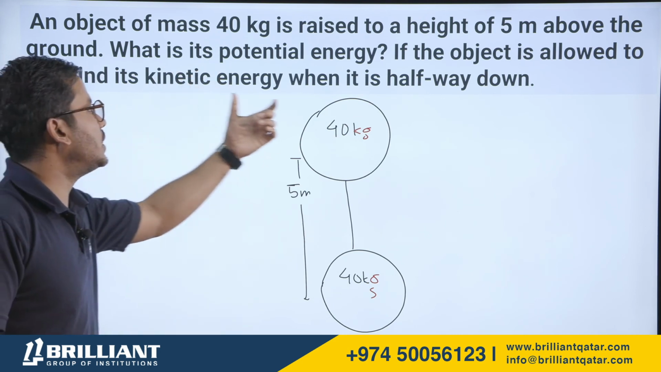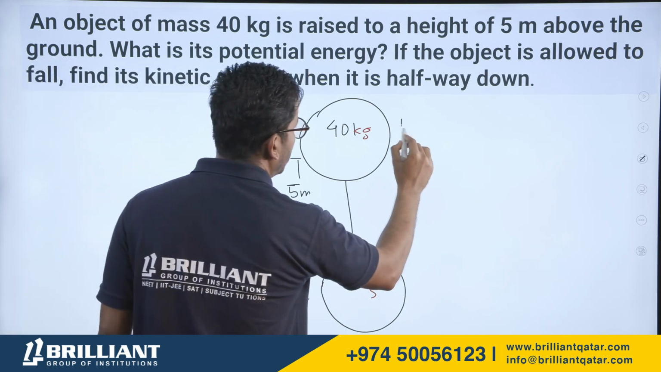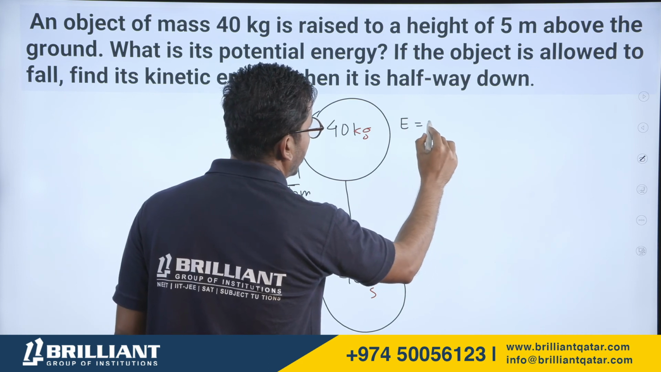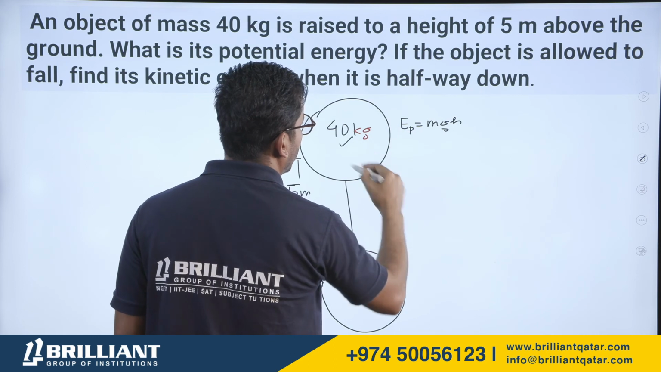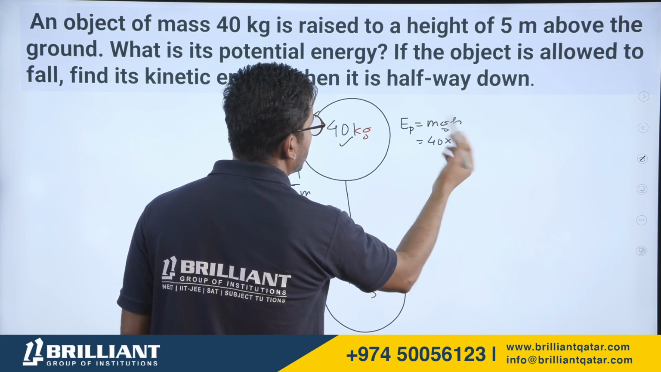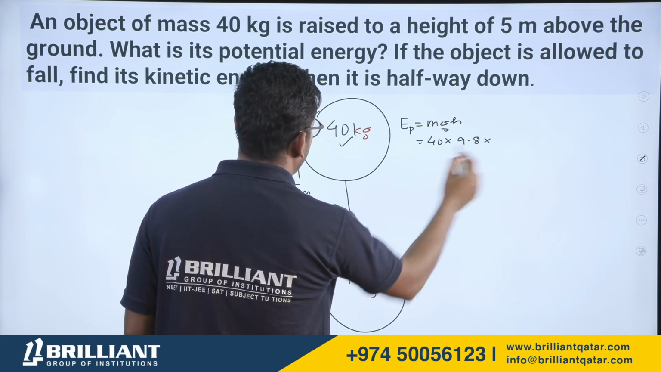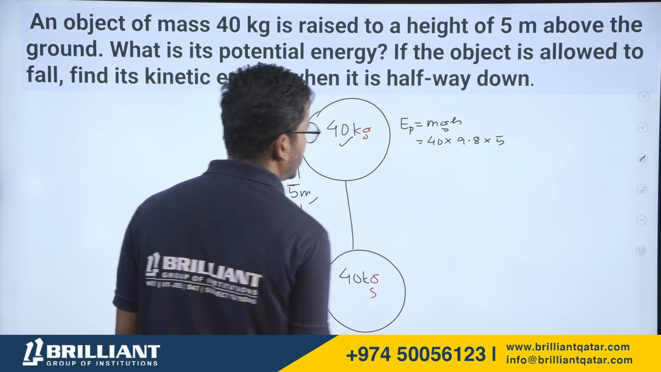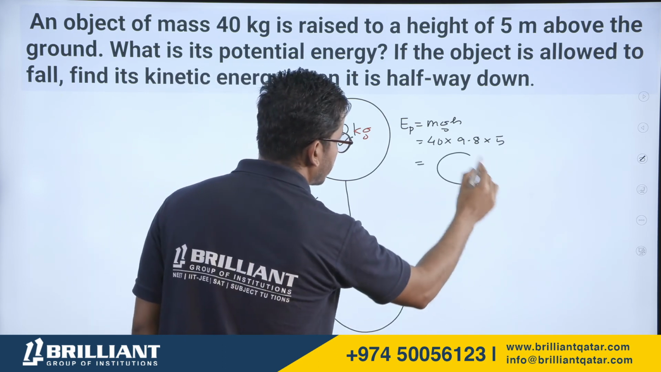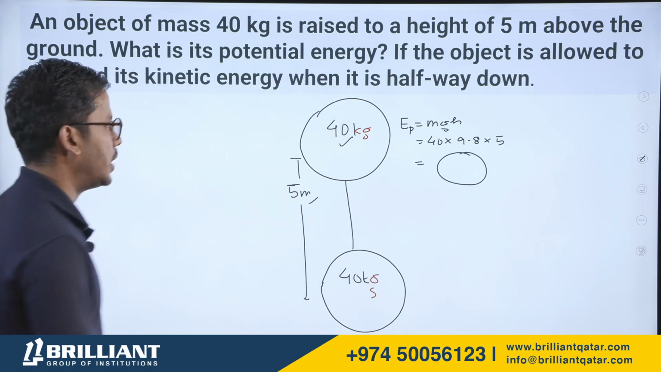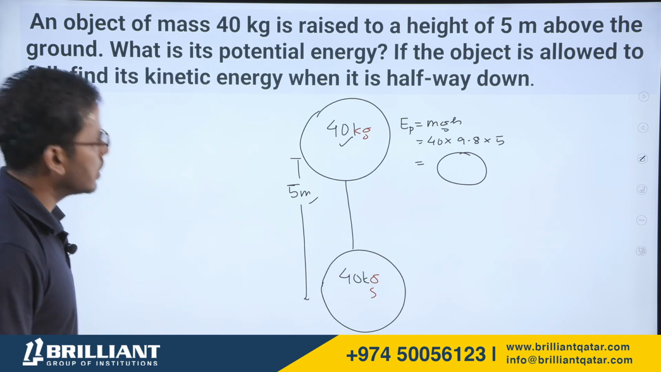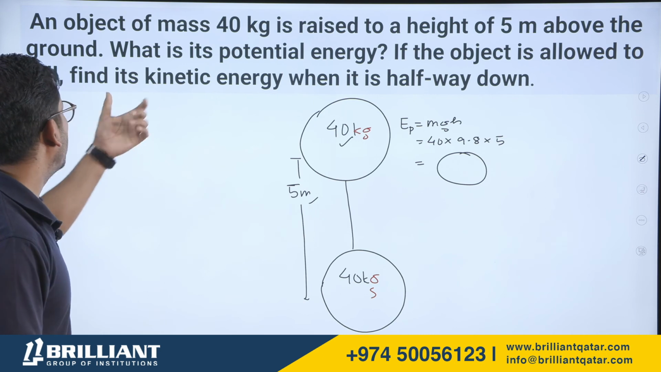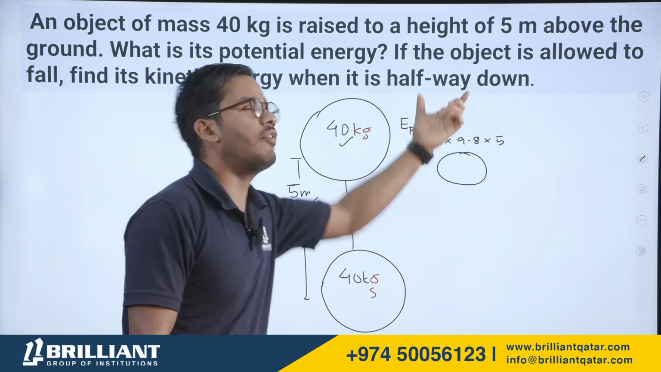Now, what is the potential energy? To find potential energy, I have a formula: EP is equal to mgh. What is the mass? 40, we'll put 40. What is the value for g? Not given, so you know it is a constant. What is the height? You already have 5 meters. There you go, you got the answer. Multiply everything and get the answer. What is next? If the object is allowed to fall, find the kinetic energy when it is halfway down.